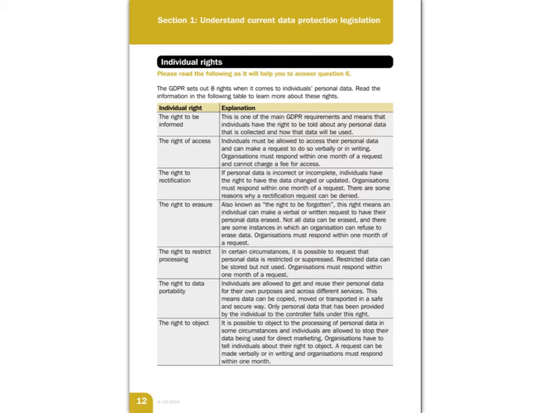The right to rectification, i.e. fixing stuff. If the personal data is incorrect or incomplete, individuals have the right to have the data changed or updated. Organisations must respond within 1 month of a request, and there are some reasons why a rectification request can be denied. Sometimes it's in the public interest for that information to stay as it is.